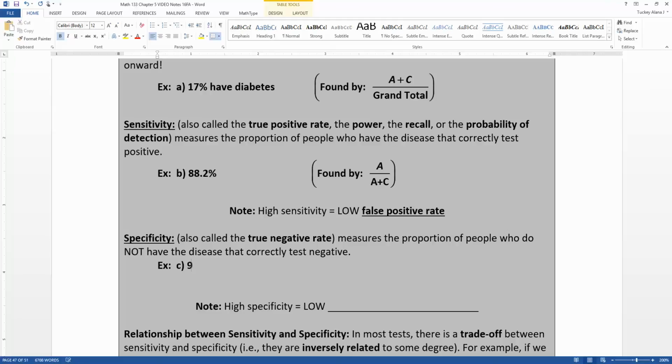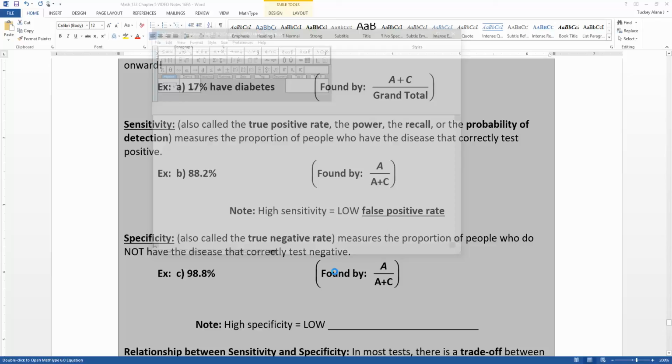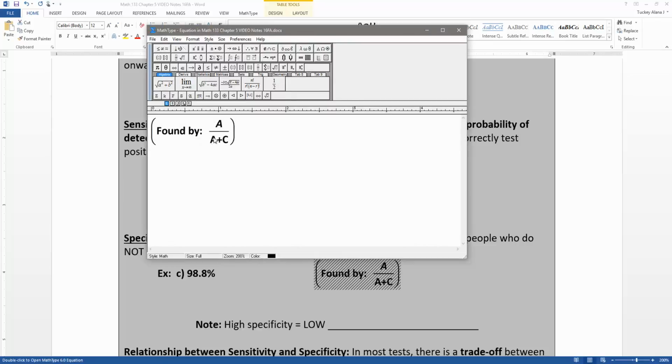It often is higher in medical testing for various reasons. It's often higher to have a true negative rate than it is to have a true positive rate. And again, you can take medical classes to find out why that is. I could explain it in statistics, but it wouldn't mean much to you at this point. So this was found by taking D and dividing it by B plus D.